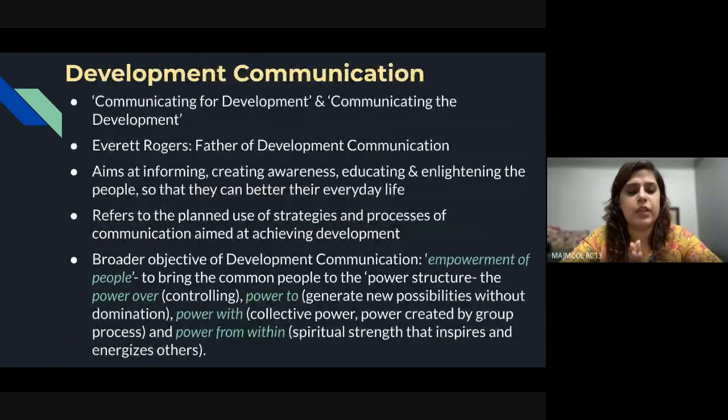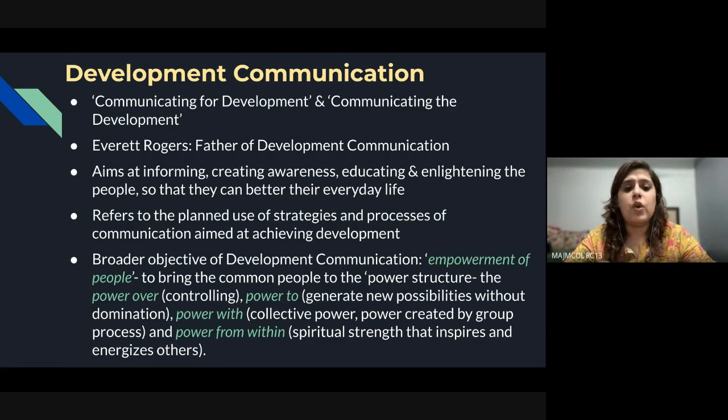Now, development communication. If we are to define it, or if you're supposed to situate it in a box, it can be communicating for development, and it can be communicating the development. So it is a two-way process, wherein you communicate as well as gain from the communication, that is development on both parameters. Now, Everett Rogers was considered the father of development communication.